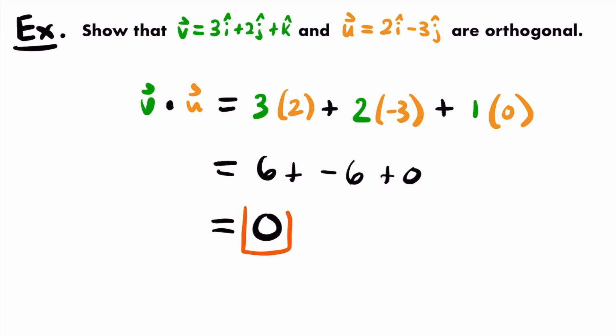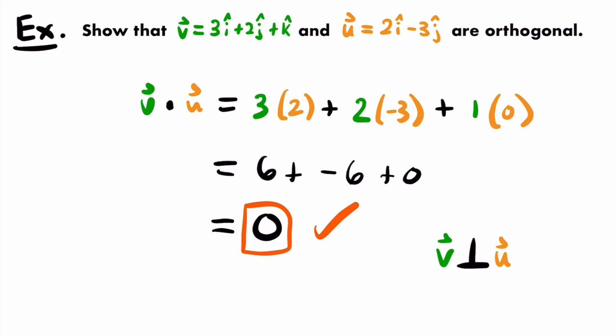And so because the dot product of vector v and vector u is 0, we have just shown or proven that they are orthogonal. They are perpendicular to each other. The angle between vector v and vector u is pi divided by 2 radians, or 90 degrees. Okay, and so if you wanted to, you could also write that vector v is perpendicular to vector u. That's just a nice little way to express that that is true. This little symbol right here means perpendicular.